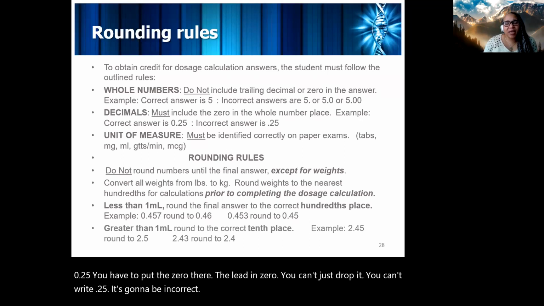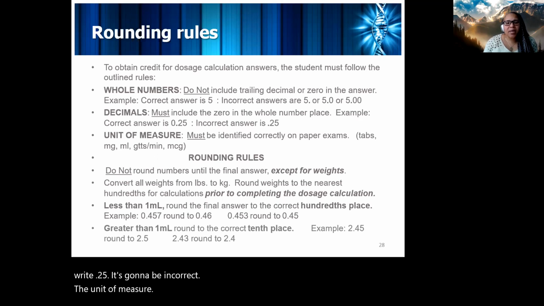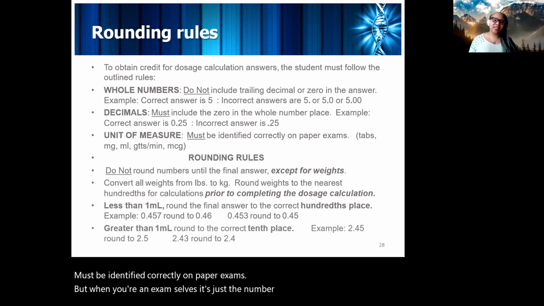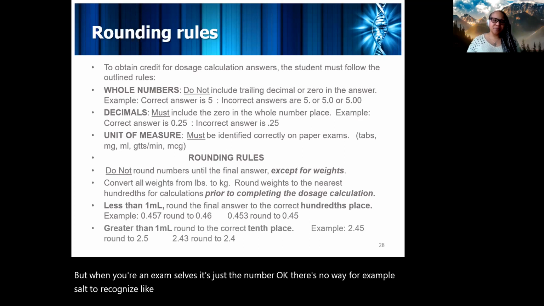Now, the unit of measure must be identified correctly on paper exams. But when you're in ExamSoft, it's just the number, okay? There's no way for ExamSoft to recognize the unit of measure.